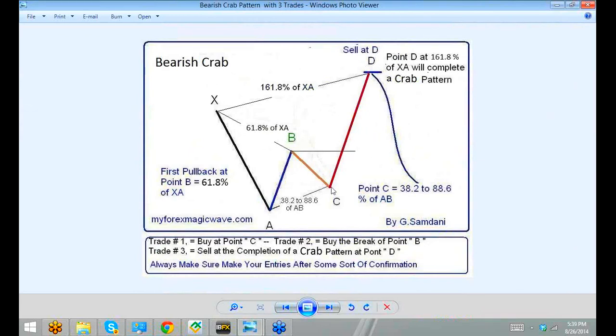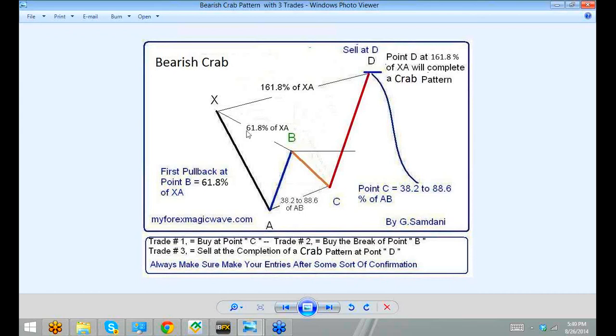So what I do is I start trading from C. And this is my take: trade number one at point C, trade number two at the break of point B right here, because I have a long distance. And then once you get there, close your trades and see if you start dropping, and sell the completion of a Crab pattern at point D. So you have a lot of pips.